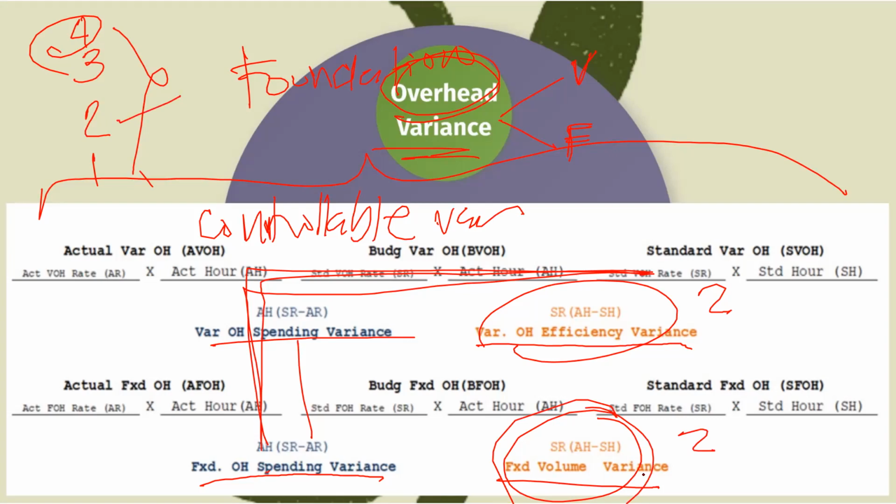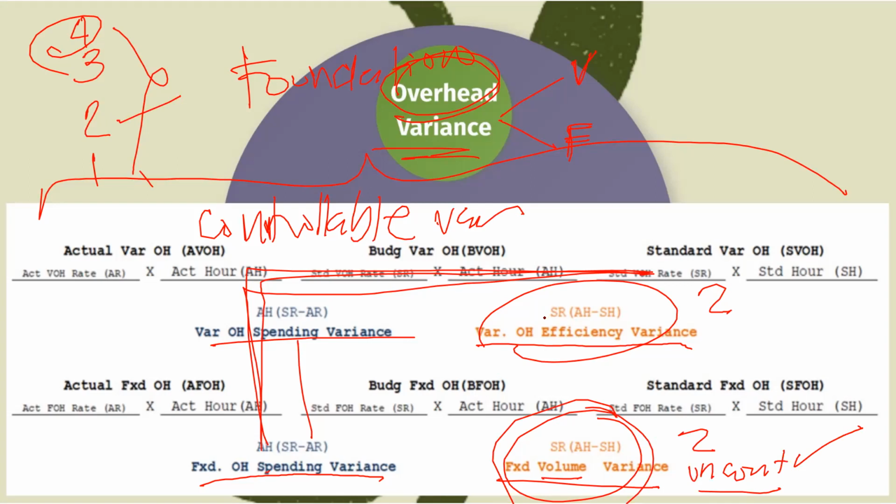Ma'am, since this is not included in the controllable variance, can I conclude that this is uncontrollable variance? Yes, okay. Volume variance is also termed as uncontrollable variance or your capacity variance. They are all one and the same. I want you to take note of that. Please write it on your notes.